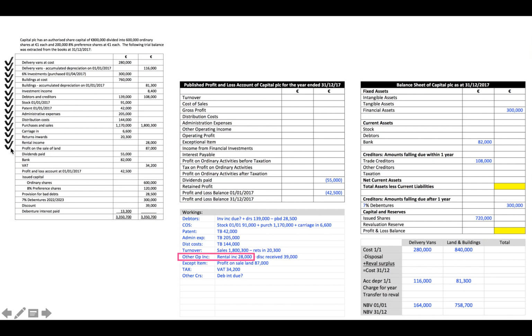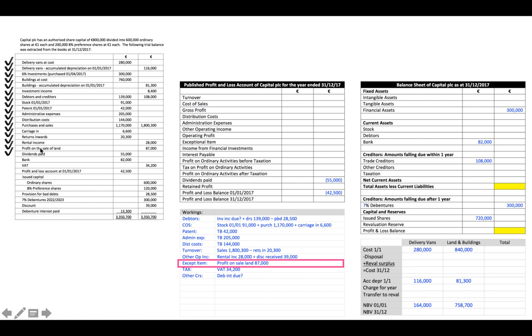Then you have rental income. So rental income is next. It's on the credit side where incomes go. So 28,000, that is going to go into other operating income. So here's other operating income here. So any other income that is not sales, but it has got to do with the operations of the business.